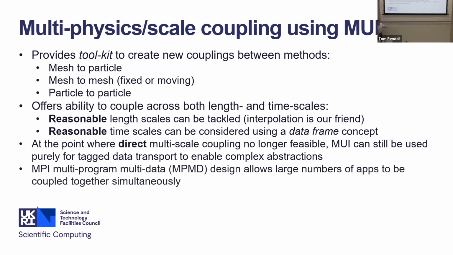And this is about as technical as I'm going to get in terms of the computational science side of things. So it uses the MPI multi-program, multi-data paradigm. This is a well-defined part of the MPI standard. There are lots of different ways that MUI could connect codes together, but it uses MPMD. Most coupling libraries do, bar one. But what that does, it allows large numbers of applications to be coupled together simultaneously.